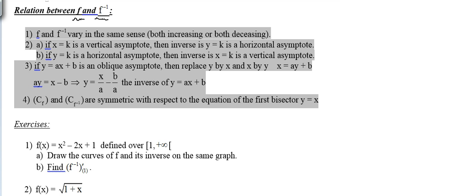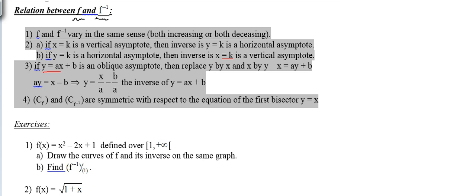Second, if, for example, x equal k, a constant number, is a vertical asymptote, then for the inverse, y equal k is a horizontal asymptote. And if y equal k is a horizontal asymptote, then the inverse is x equal k, a vertical asymptote.